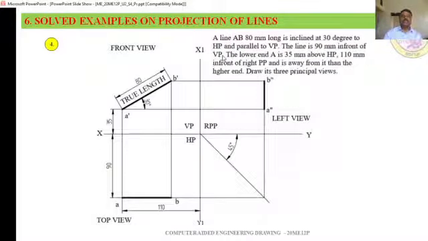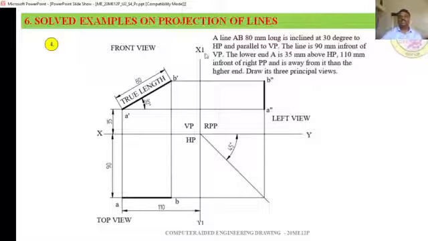Right, another problem. A line AB 80 mm long is inclined at 30 degrees to HP and parallel to VP. And this line is 90 mm in front of VP. The lower end A is 35 mm above HP, 110 mm in front of right PP. It is away from it than the higher end. Draw its three principal views.